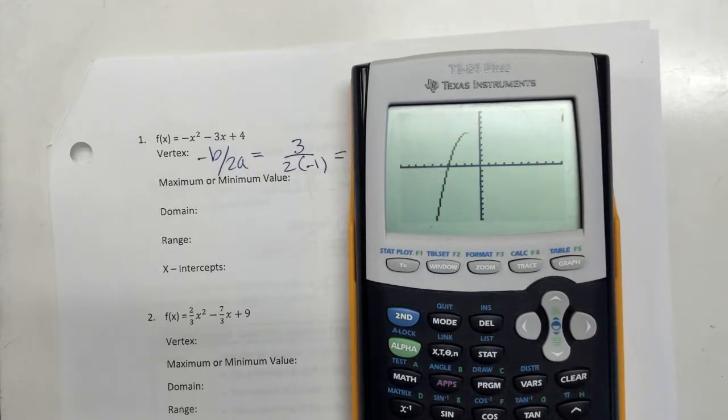And everybody's graph should look like this. If it doesn't, let me know. Or if it says error, let me know so I can come fix it. Everybody good? Alright, show me, somebody come up and point.